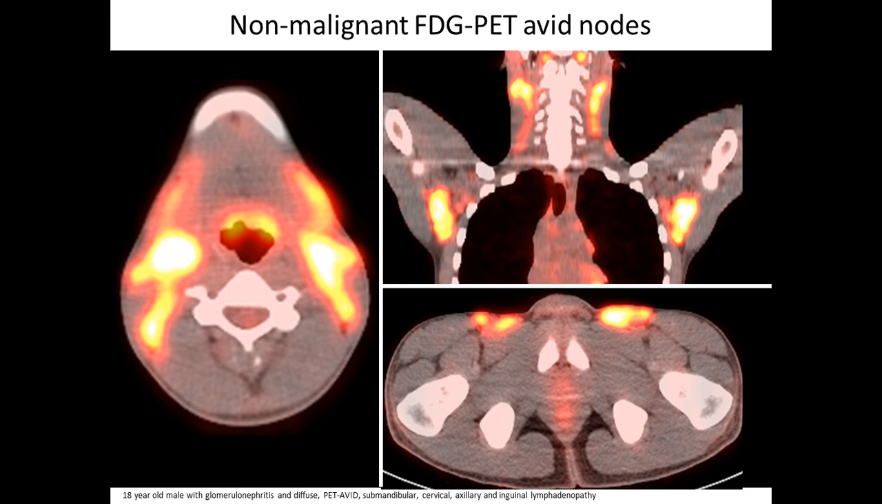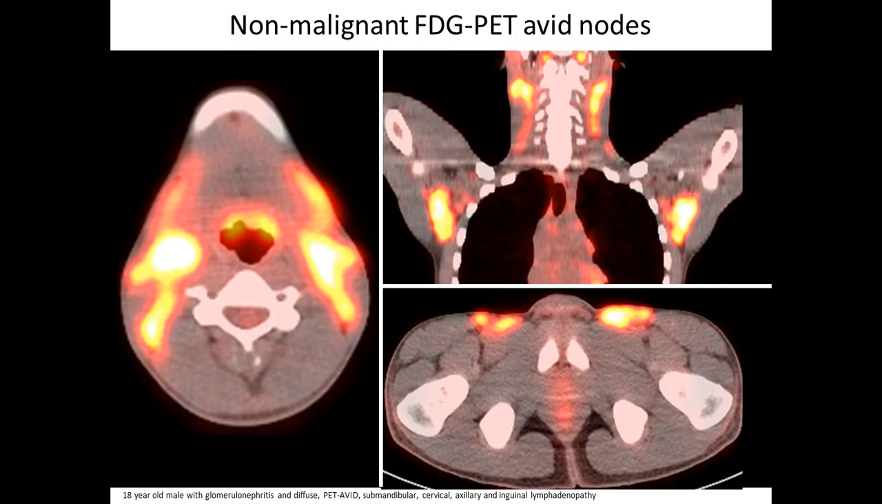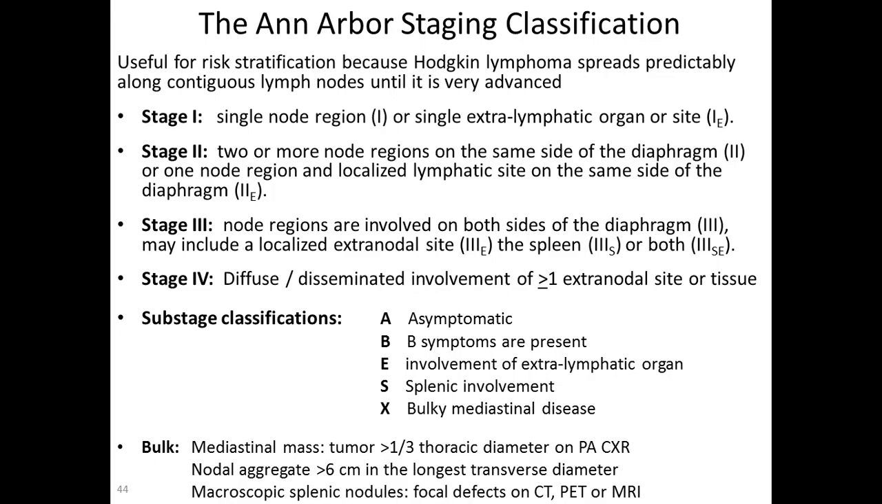Not all that is PET avid is malignant. This is an 18-year-old with glomerulonephritis who was referred for diffuse PET avid submandibular, cervical, axillary, and inguinal lymphadenopathy. But what you can see about this is that it's very, very symmetric. His nodes were enlarged, but they were mobile and non-tender, and they were symmetric, and Hodgkin lymphoma isn't like that. It progresses along contiguous nodal groups, not diffuse and systemic like this. So it turned out that he had HIV. So again, when you have systemic lymphadenopathy, you need to think about other things on the differential.